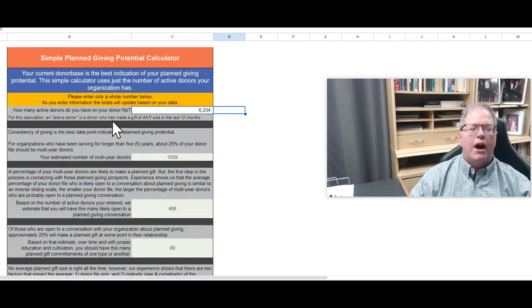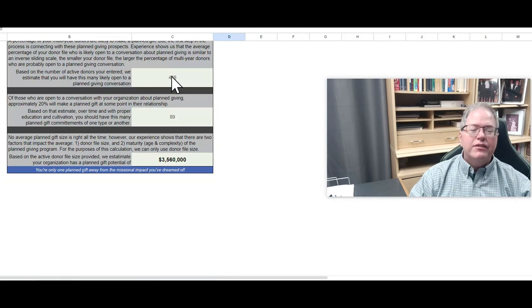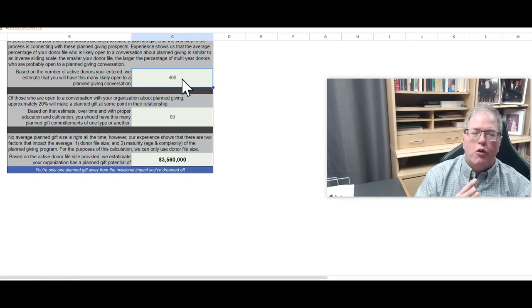That then feeds into this: of those, only a portion are going to really be open to a plan giving conversation and think about it, talk about it. We say if you've got 6,234 active donors, you probably have about 468 plan giving prospects. Well, that's amazing. Of course, you've got to find them and some of them have to self-identify. Some of them you're going to aim at and talk to. And if you have 478 prospects, people who are open to the conversation, that is probably going to get you about 89 planned gifts.